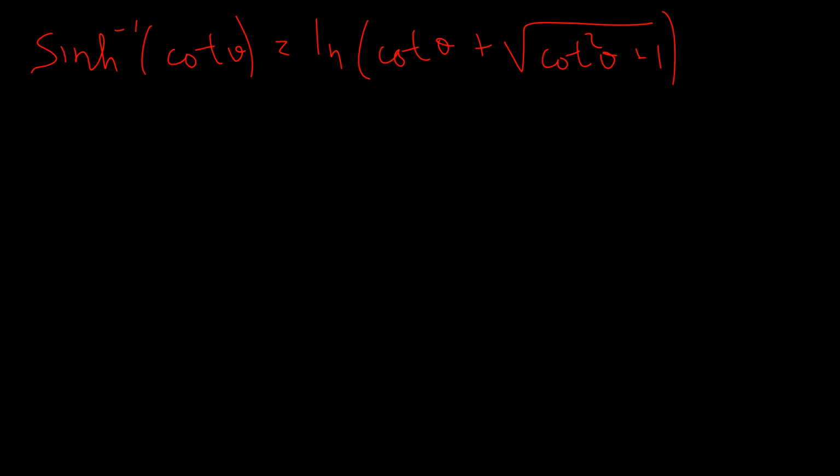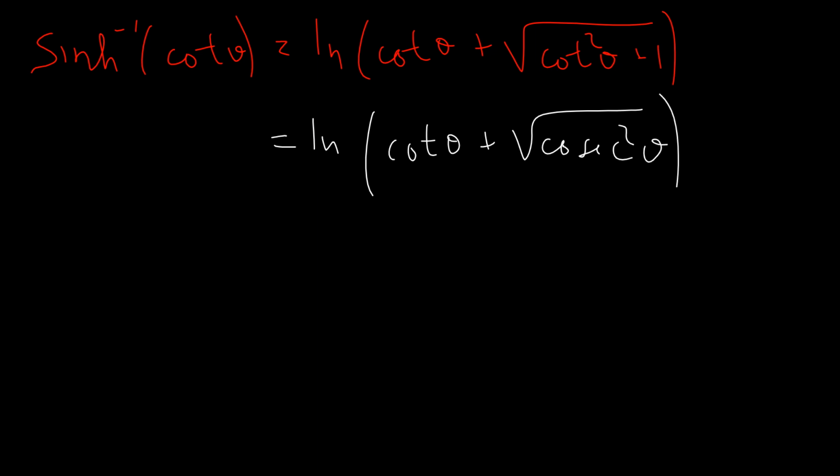I just need to simplify the right hand side. So simplifying this right hand side, we basically have the ln of the cotangent of theta plus the square root of cosec squared theta. Now remember that theta is actually in an interval 0 to pi. That's the interval of theta.